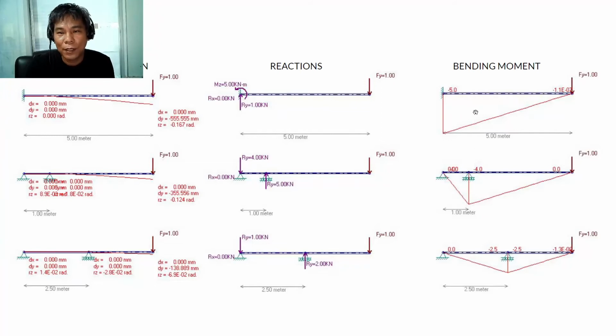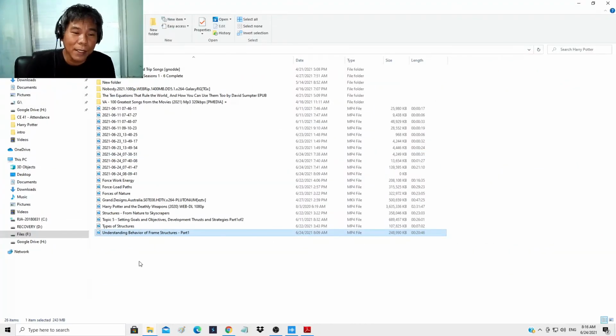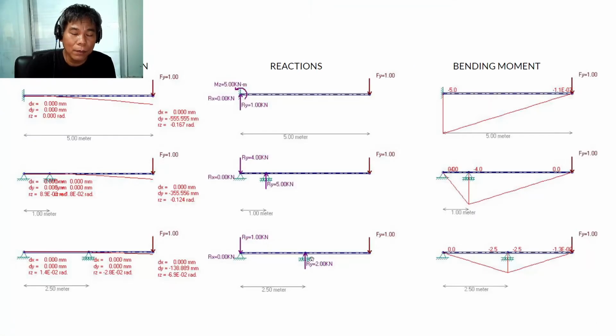So here, the bending moments are all negative. So all of them have a curvature that is concave downward. As you can see here in the first one, it is concave downward. So you should be able to realize its behavior through this one.